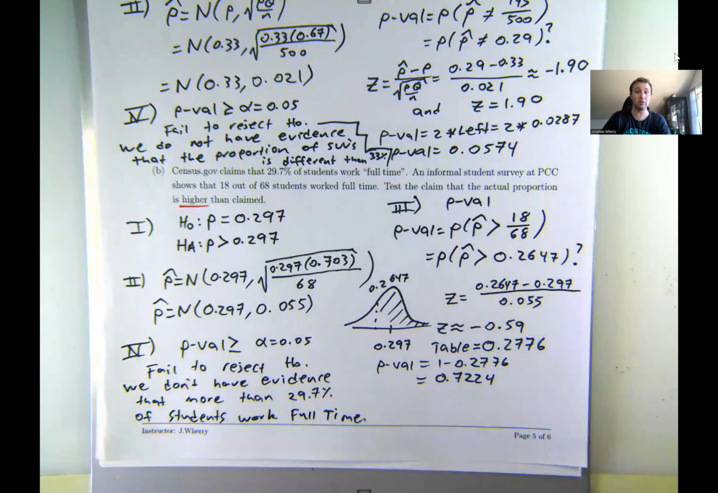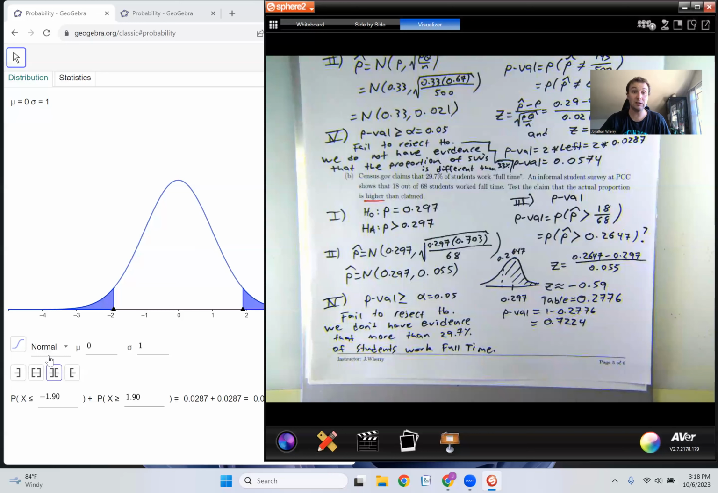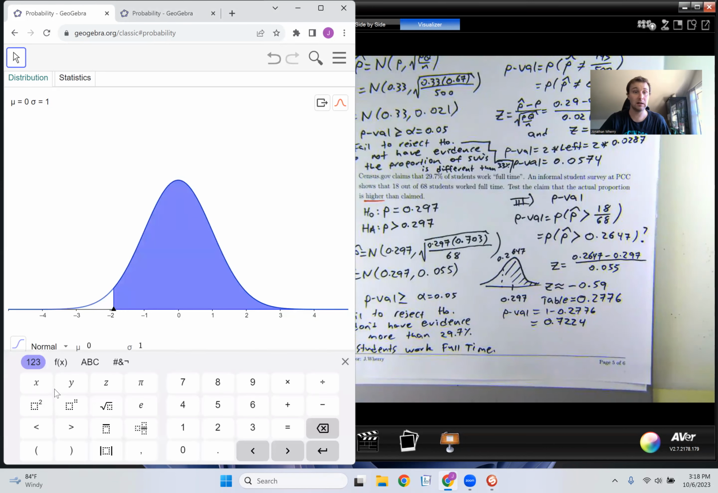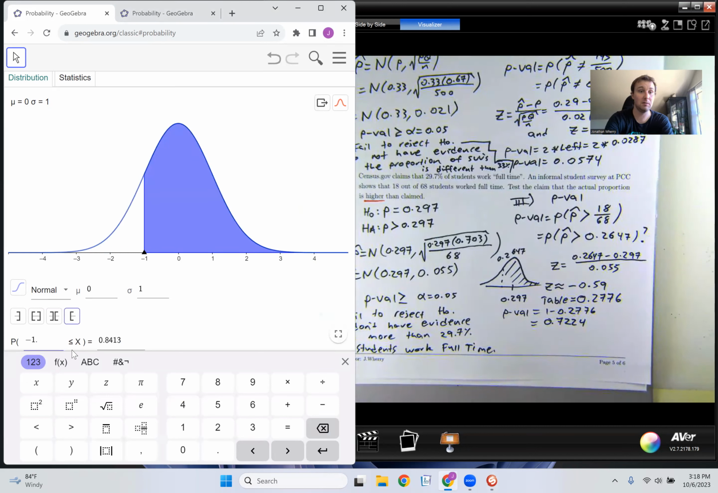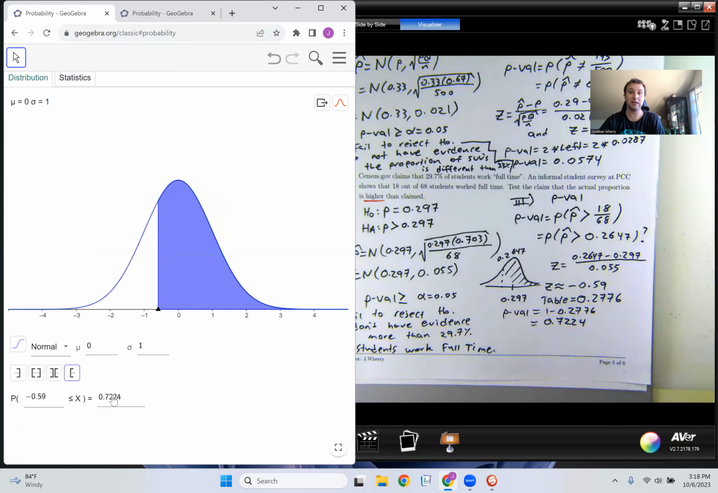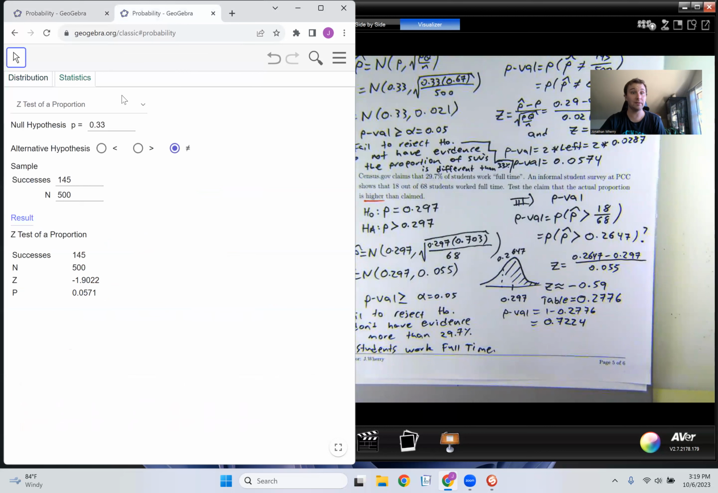Let's check these numbers in GeoGebra. So checking just the z-score to get the p-value, I'm in my calculator here, shaded to the right. I'm going to type in my z-score. My z-score is negative 0.59. And this gives me exactly the same p-value, 0.7224.